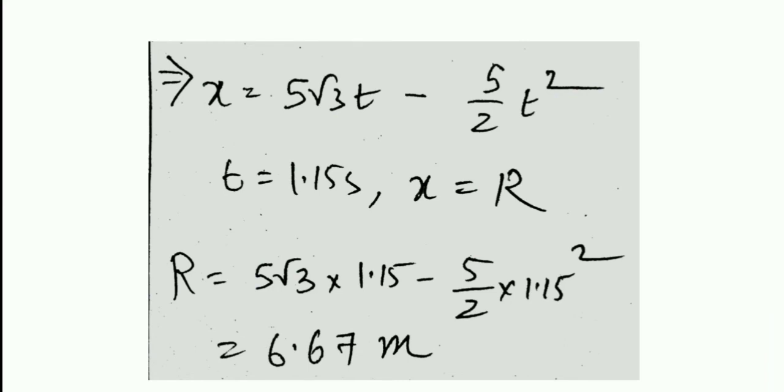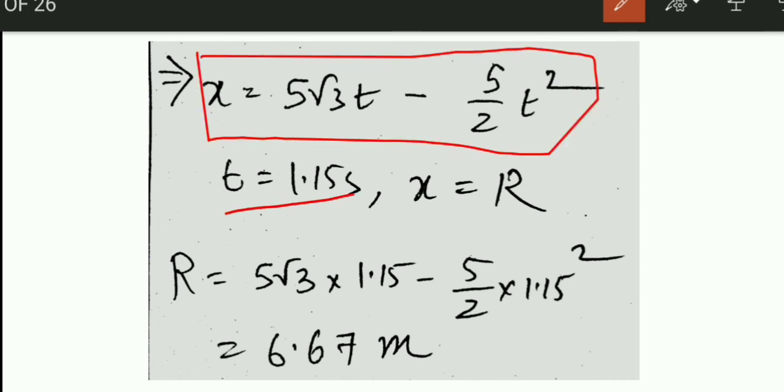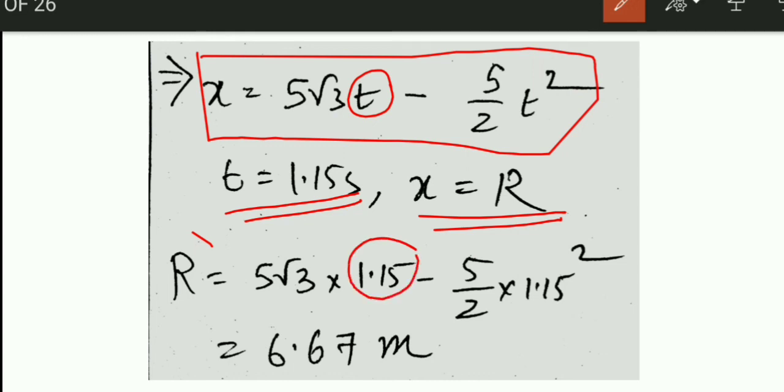I have written here again the equation of x. So at t equal to time of flight, that is 1.15 second, x is equal to R, that is range. So range will be, I have replaced t by 1.15, that is 2 by root 3, and after solving you will get 6.67, that is the range.